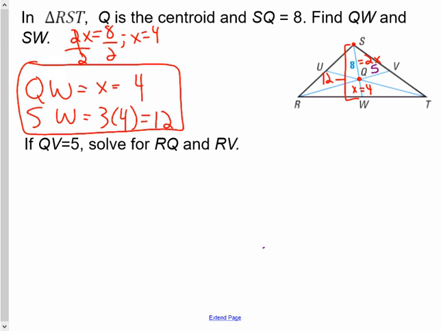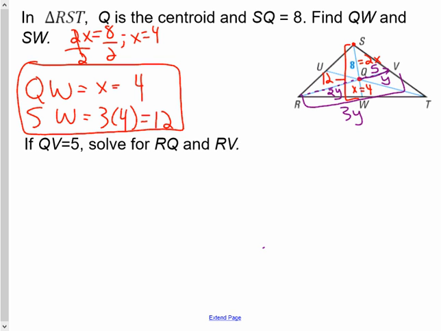Which value for this segment, this median, which one is that? Now, we already used x, so I'm going to go with y. And that one is 1y. This is 1 because it's from the centroid to the midpoint. So that's 1y, and this other part's 2y. The whole thing is 3 of them.